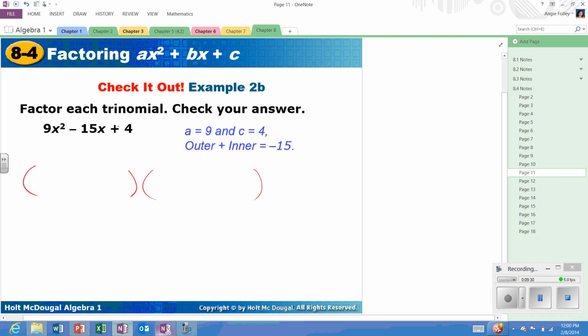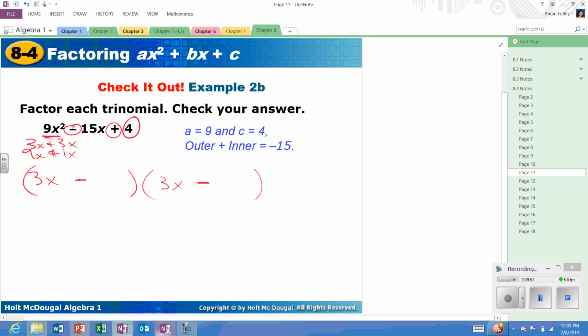Okay, so I know that I need the same sign, and since it's a minus in the middle, that's going to be a negative. Now, things that multiply to give me 9x, I can either try 3x and 3x, or I can try 9x and 1x. Okay, let's try the 3x and 3x. Those are smaller numbers, so I usually just try my smaller numbers first.